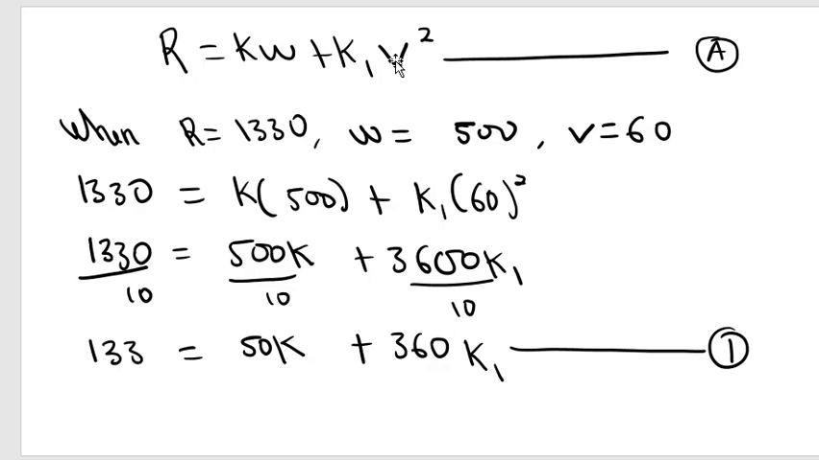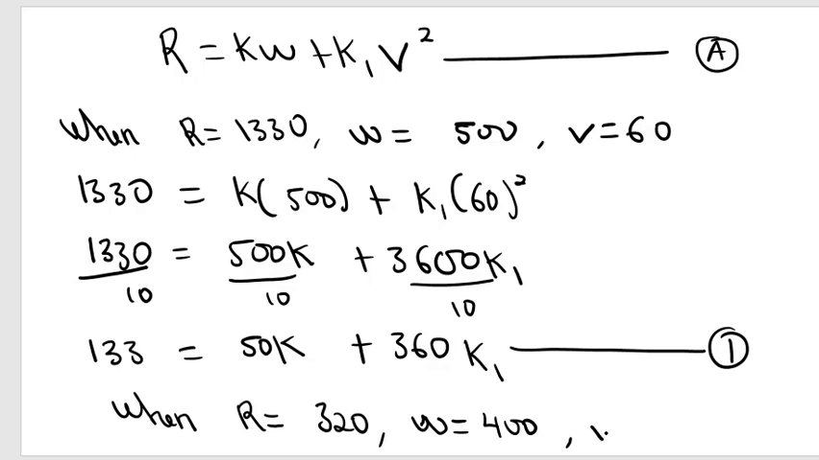Okay, so in this case, when R is equal to 320, W is equal to 400, and V is equal to 20, let's substitute these values into equation A.